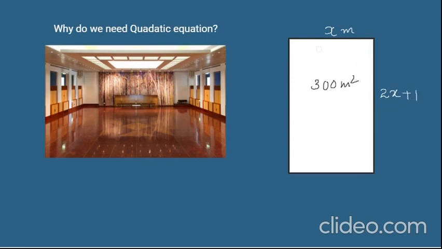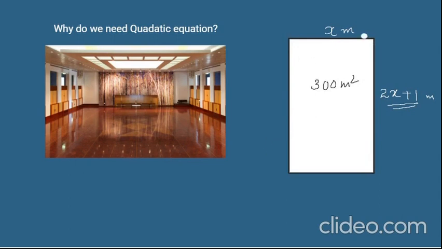So look here. What is the condition? The length of the hall must be one more than twice its breadth. So if we take x as the width or breadth, the length must be one more than twice its breadth or width. So this is the condition. How can you connect this to a quadratic equation? You know that carpet area means the area inside that hall, the floor area.